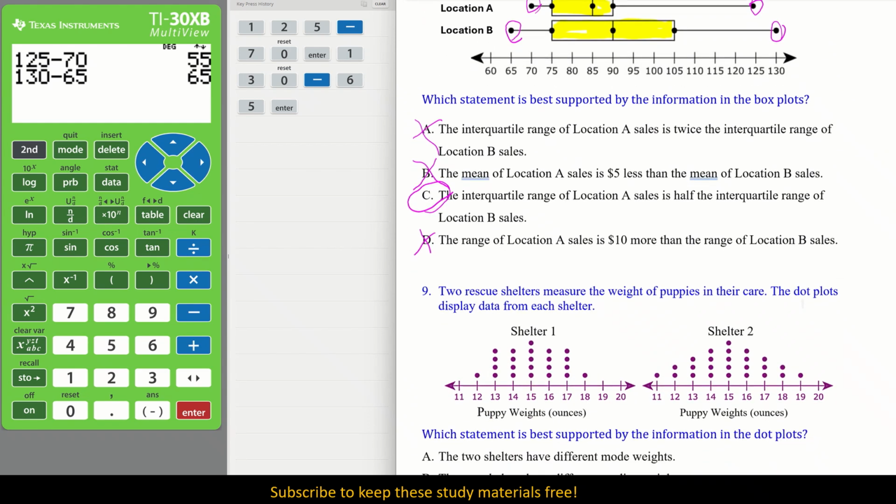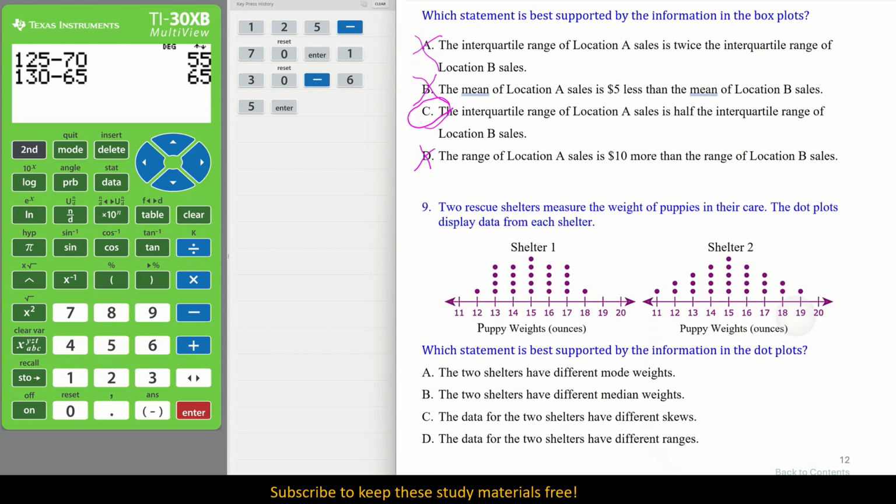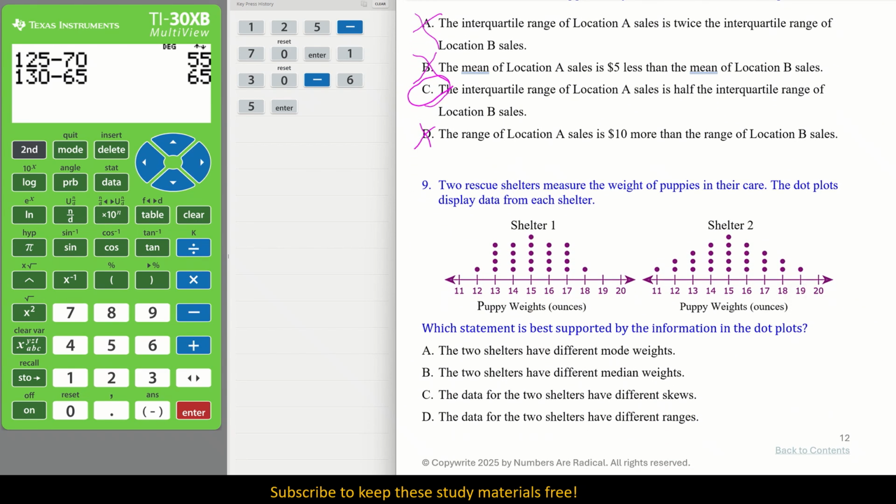All right, so let's look at number 9. Two rescue shelters measure the weight of puppies in their care. The dot plots display data from each shelter. So we have shelter 1, shelter 2, and then it's puppy weights in ounces. Looks like some of them are over a pound. Ooh, that's a pretty big puppy. Okay, so let's look at what it says. Which statement is best supported by the information in the dot plots?